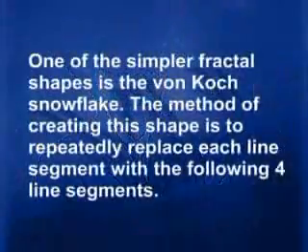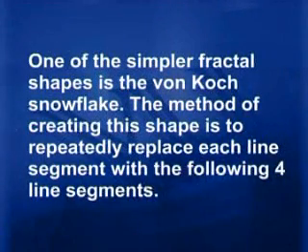Before that, we kept thinking and believing that the Euclidean geometry was sufficing the requirements of describing and representing all the objects that exist in nature or all the man-made objects. One of the simpler fractal shapes is the von Koch snowflake. The method of creating this shape is to repeatedly replace each line segment with the following 4 line segments that we are about to see now.